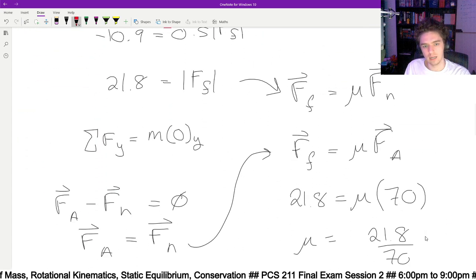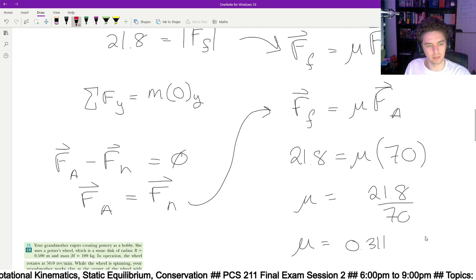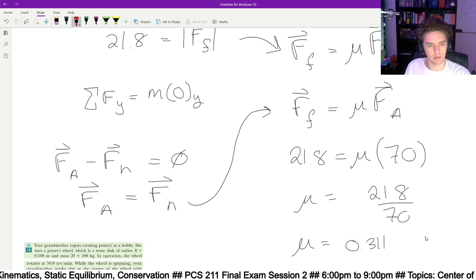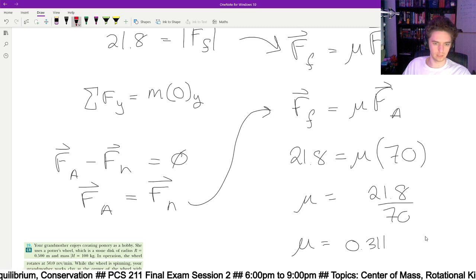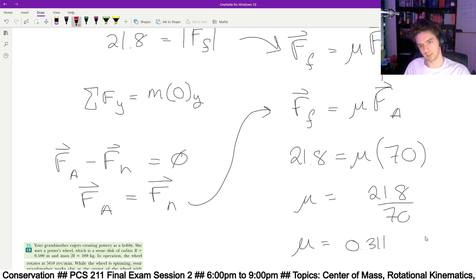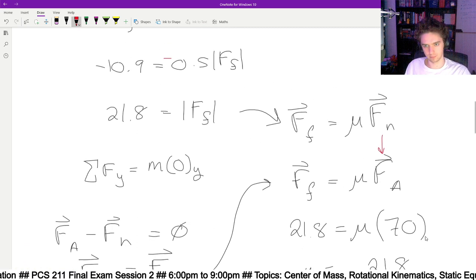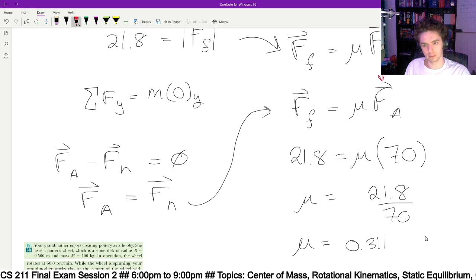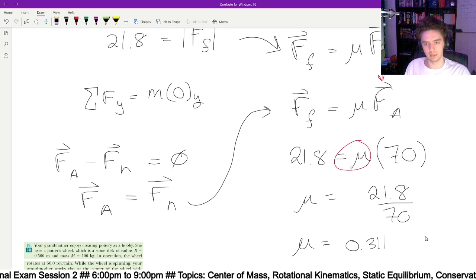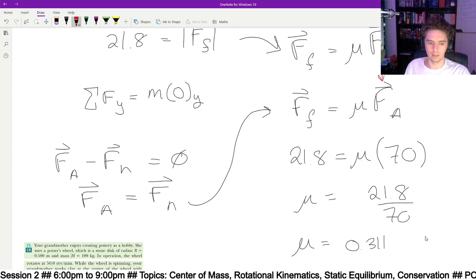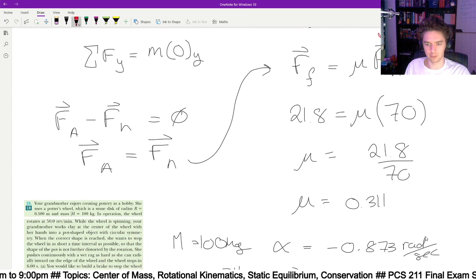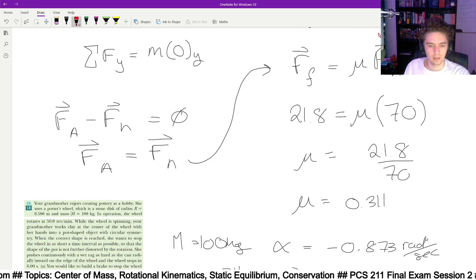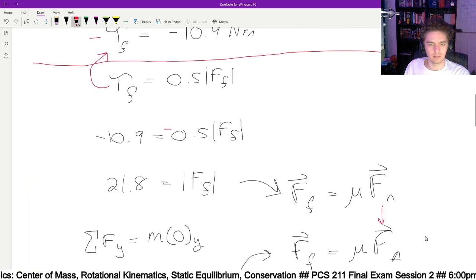But I also showed that here with the second law. So the sum of the forces in the y direction is 0. So the applied force and negative normal force are equal. Notice I just changed that to applied. We know the applied force. I know everything here except the coefficient of kinetic friction. And so then I can just rearrange for the coefficient of kinetic friction, which is 0.311. Okay, that was part A.